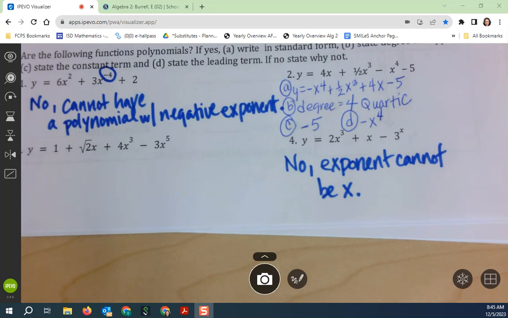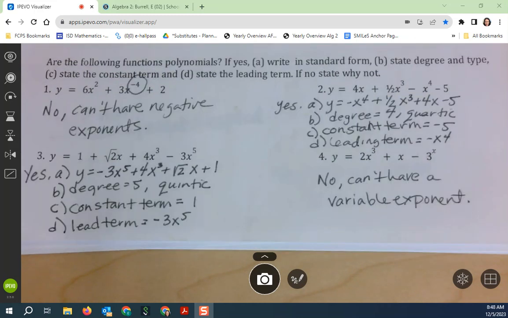All right, go ahead and try 3 now. All right, folks, compare your work number 3.